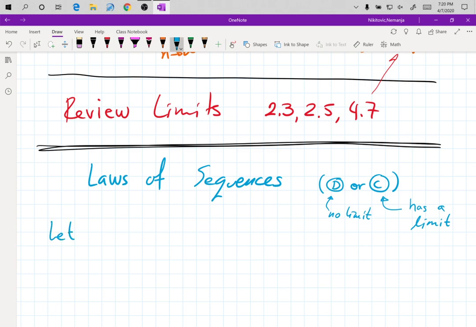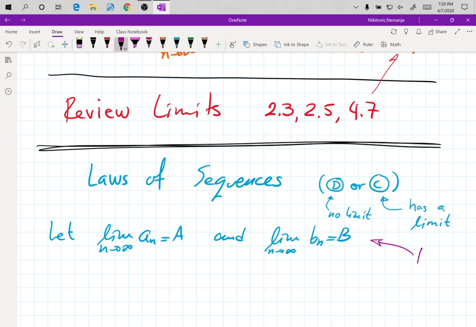All right, so let limit n goes to infinity of an be capital A, and limit of bn be capital B. Technically, what this means, an and bn converge to capital A and capital B. I'm going to spell that out. This line means an converges to capital A, bn converges to capital B. That's what it means.